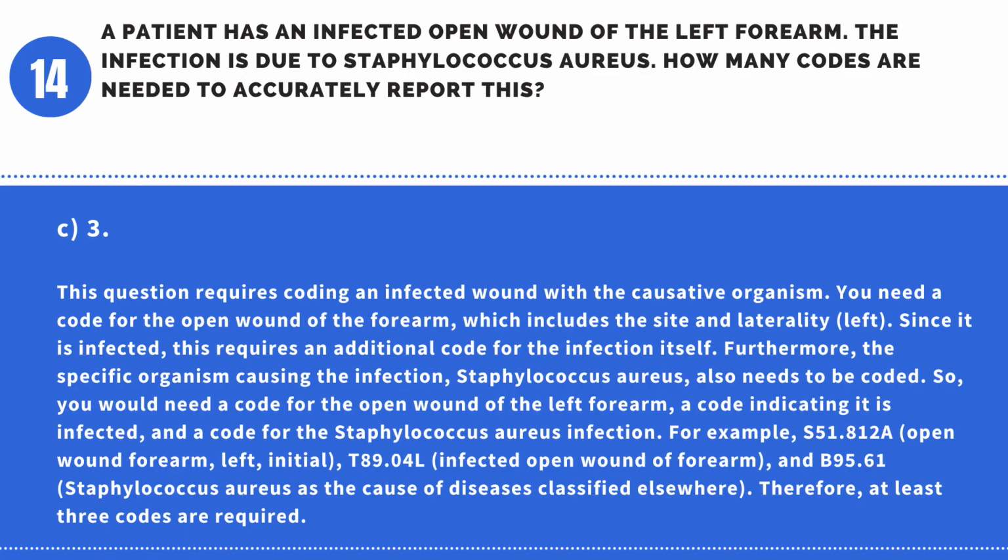For example, S51.812A, open wound forearm, left, initial, T89.04L, infected open wound of forearm, and B95.61, Staphylococcus aureus as the cause of diseases classified elsewhere. Therefore, at least 3 codes are required.